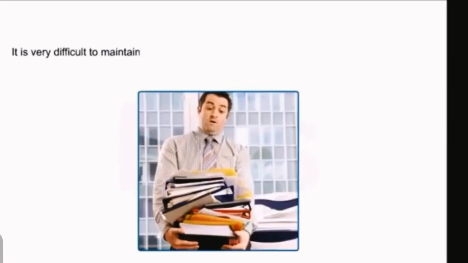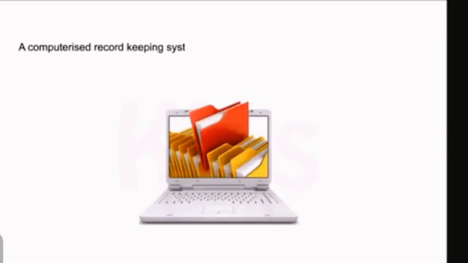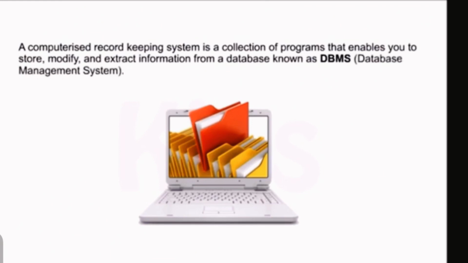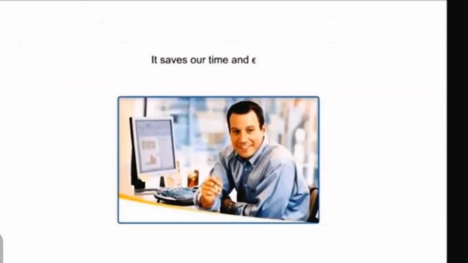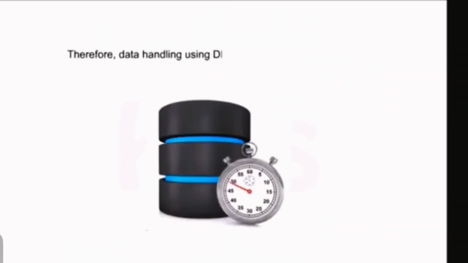It's very difficult to maintain a database manually when there are hundreds and thousands of records, as the chances of committing errors increase. A computerized record-keeping system is a collection of programs that enables you to store, modify, and extract information from a database, known as DBMS, Database Management System. It saves our time and energy. Moreover, to a great extent, it reduces the chances of errors creeping into the database. Therefore, data handling using DBMS becomes fast and efficient.